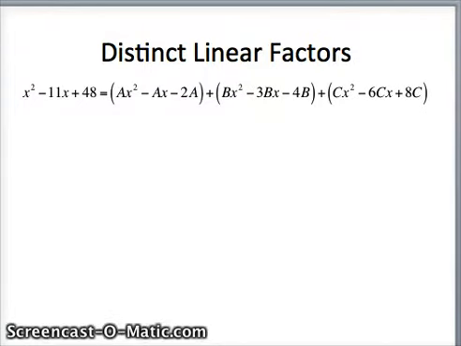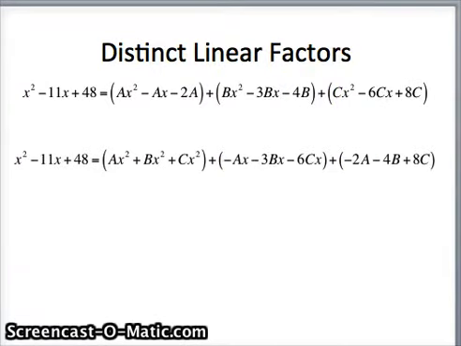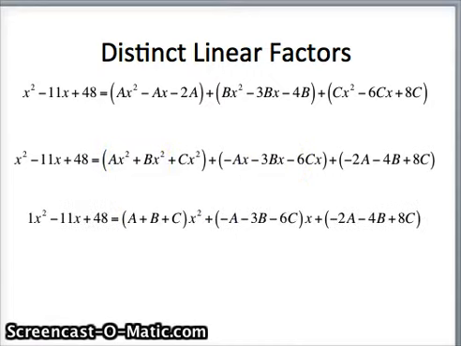So let's go collect the like terms. Let's get all the x squareds together. What would they be? Ax squared plus Bx squared plus Cx squared. Get all the x's together, negative Ax minus 3Bx minus 6Cx. All the constants together, negative 2A minus 4B plus 8C. Factoring out the x squared here, factoring out the x there.